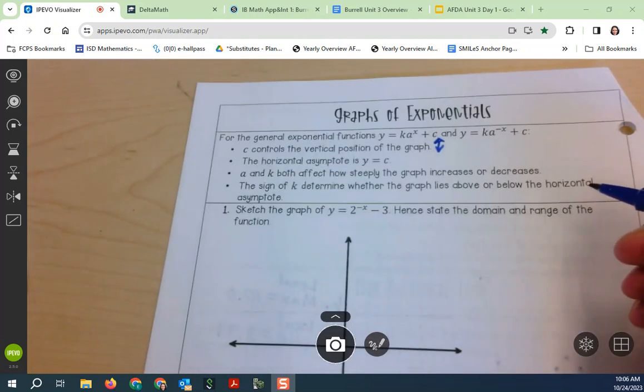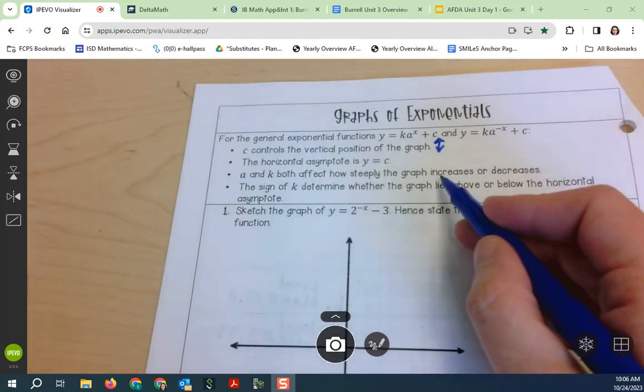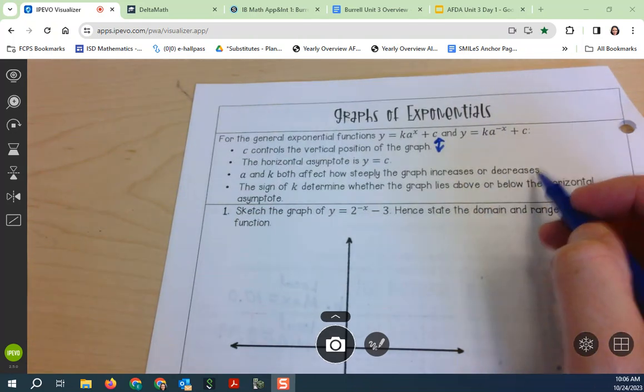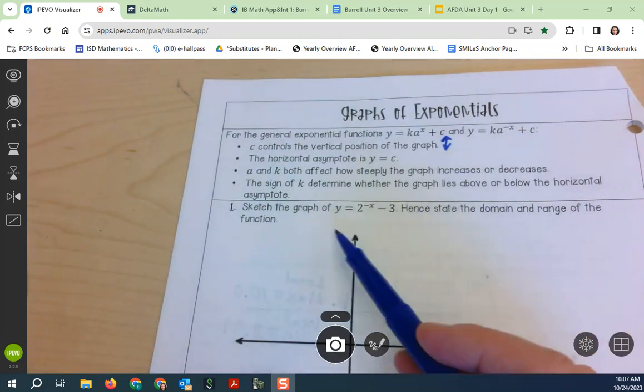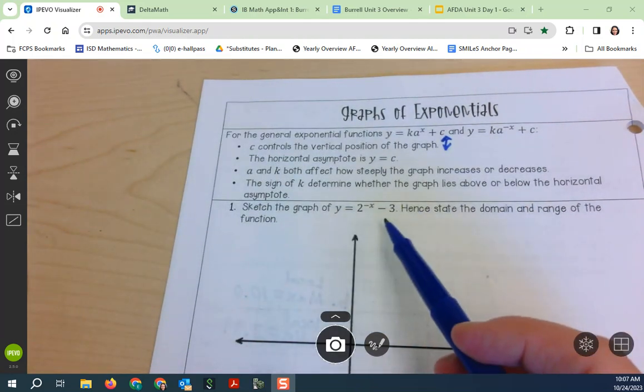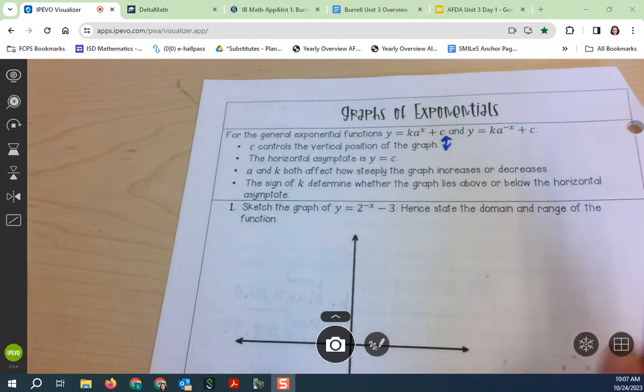A and k both affect how steeply the graph increases or decreases. And the sign of k determines if it lies above or below the horizontal asymptote. So obviously positive would be above and negative would be below. Here it says to sketch the graph and then state the domain and the range of the function. So let's try this in our calculator.